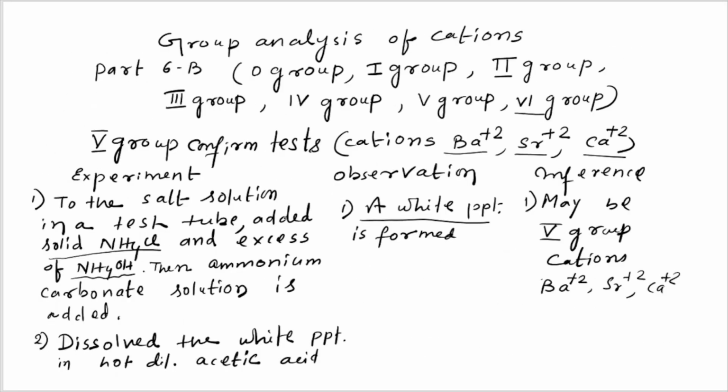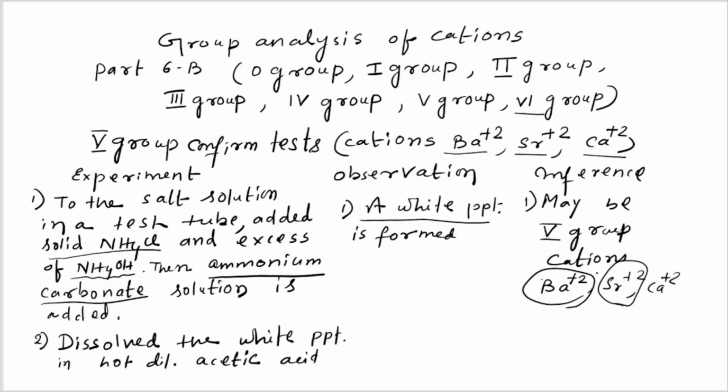Remember, first you will see whether there may be a white precipitate, after treating with ammonium chloride, ammonium hydroxide and ammonium carbonate. Three things, ammonium carbonate also. Then a white precipitate forms due to Ba+2, Sr+2, and Ca+2. An important thing, remember: first do the Ba+2 confirmatory test. If it is absent, then go to Sr+2. If it is absent, then go to Ca+2. Then you see how the tests are done one by one.